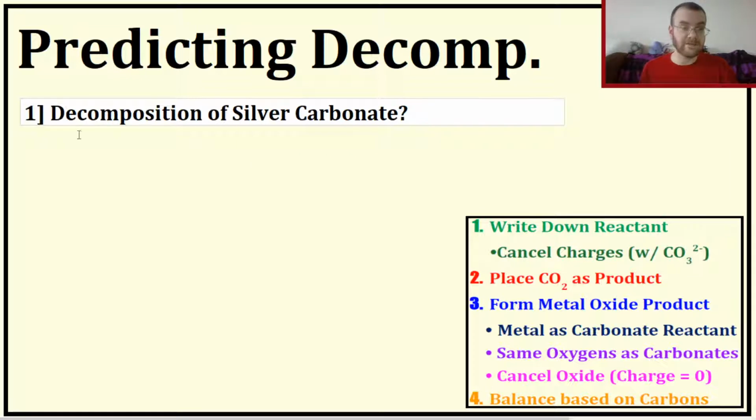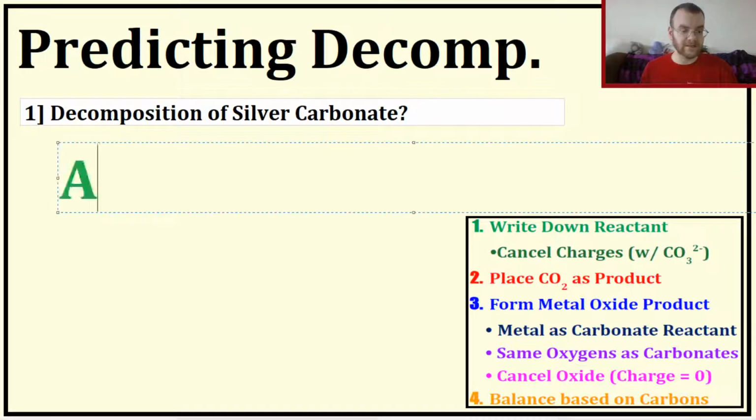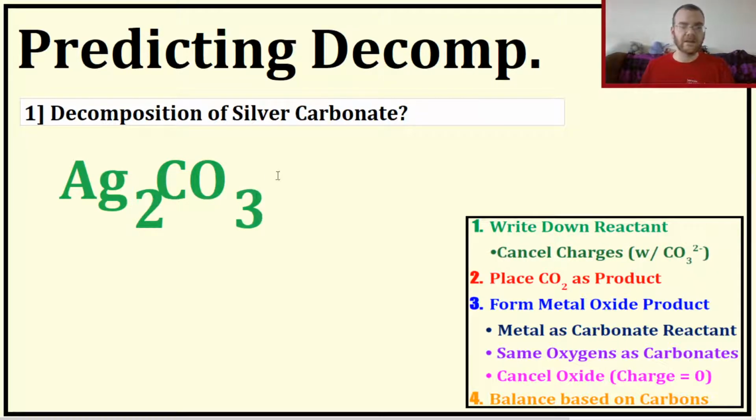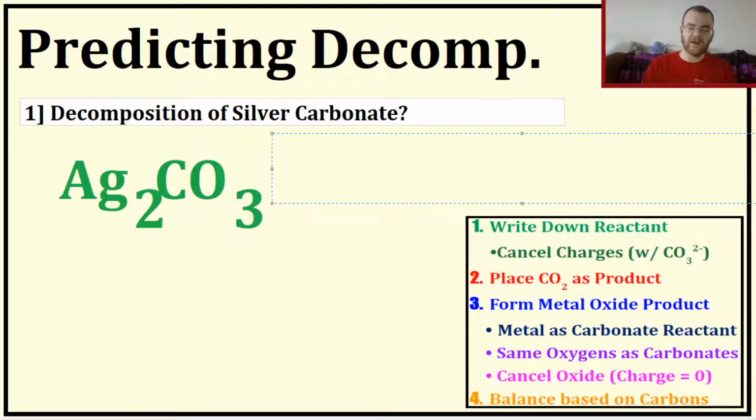Silver is of course Ag, and I'm going to need 2 of them. So Ag2, and I'm going to give some space for our carbonate. So here we've got silver 2 and carbonate. Now it is going to decompose into carbon dioxide. So the first thing I want to do is put my CO2 there. Capital C, capital O, and a little 2.